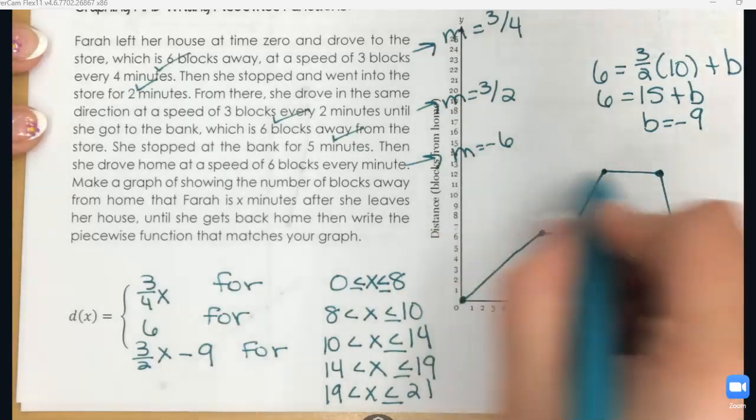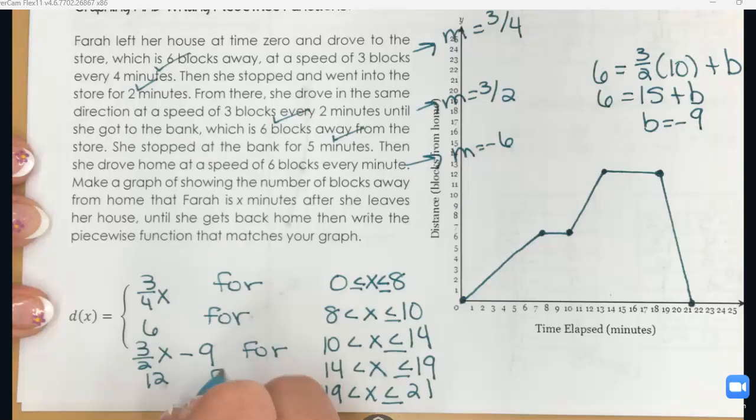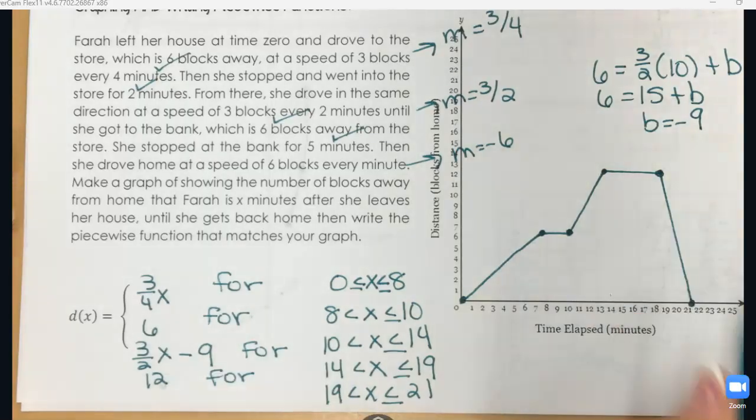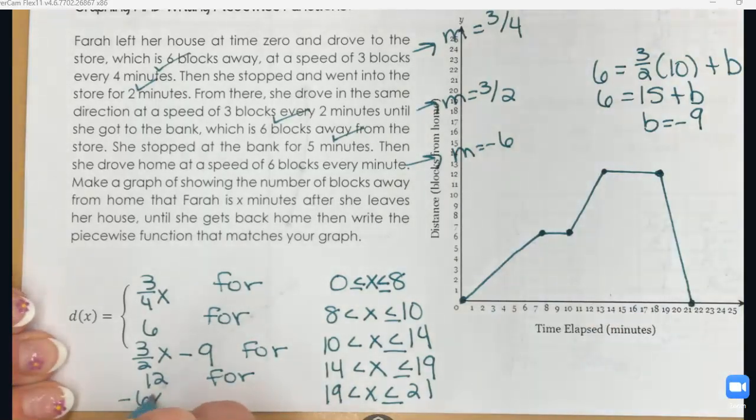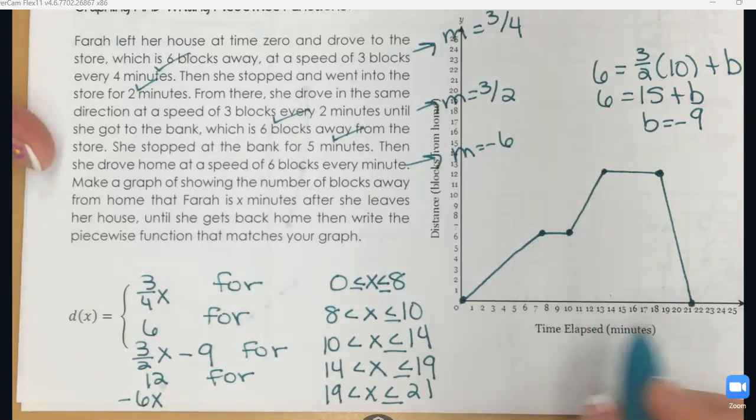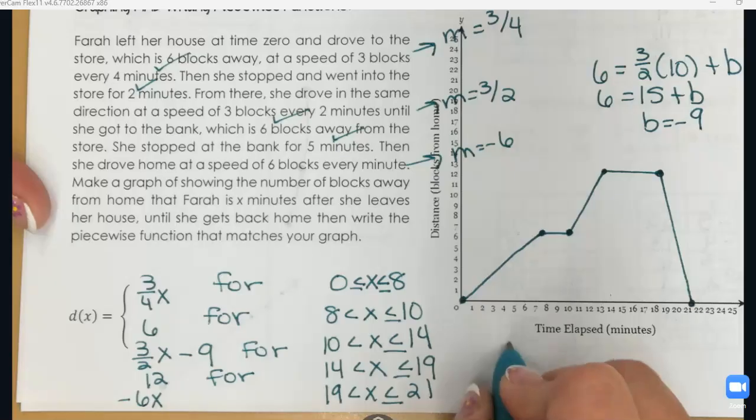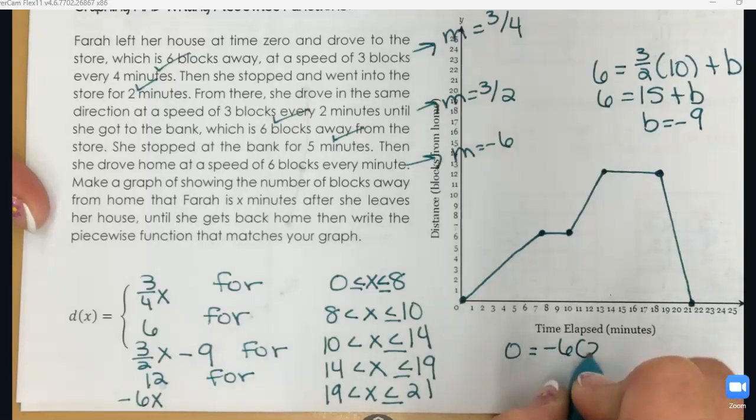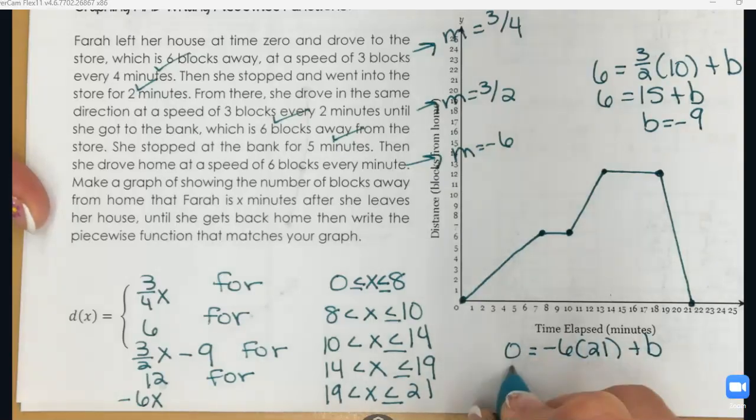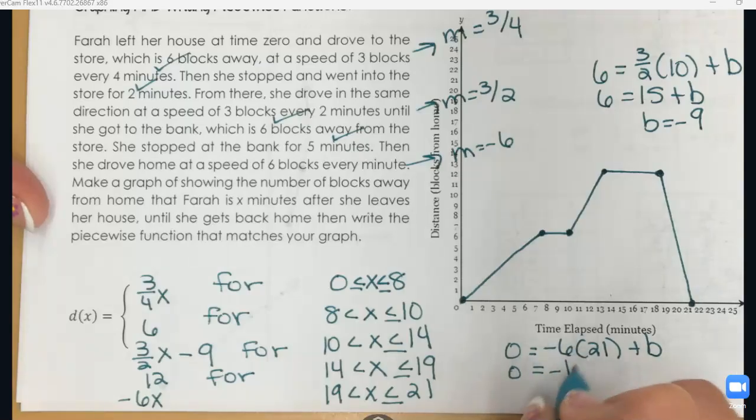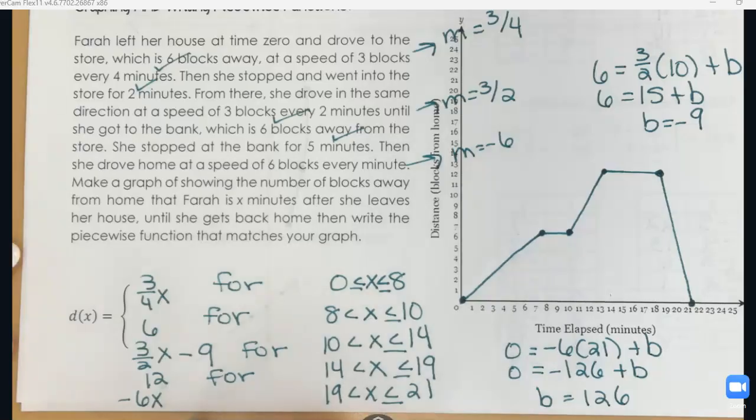Back to another horizontal. This time y is just 12. And then on the last one, we know we have a slope of -6, but to find that y-intercept, I'm going to use the point 21, 0 to find my b value. And I get 126. Okay, and I'm running low on time, so I'm going to record the last question in a separate video.